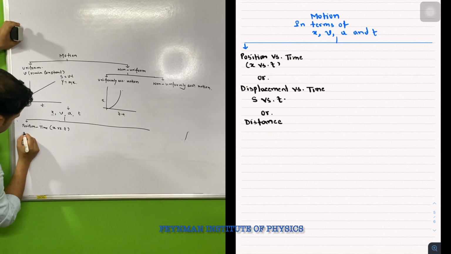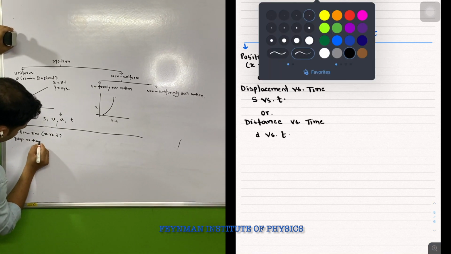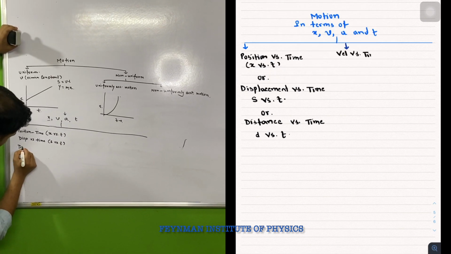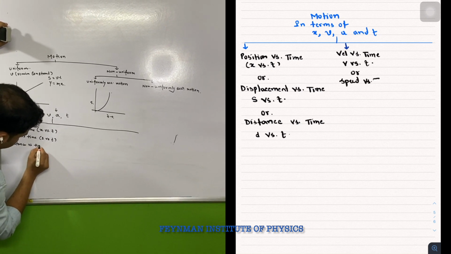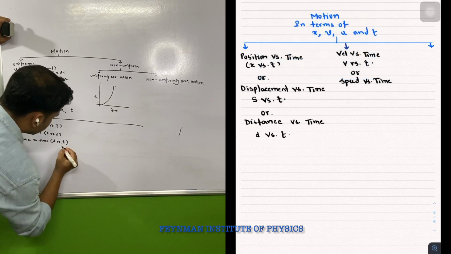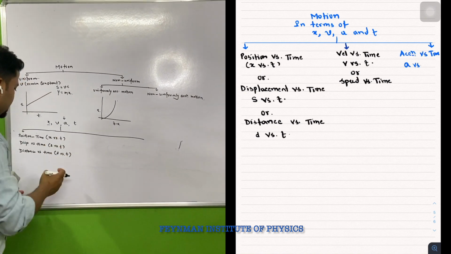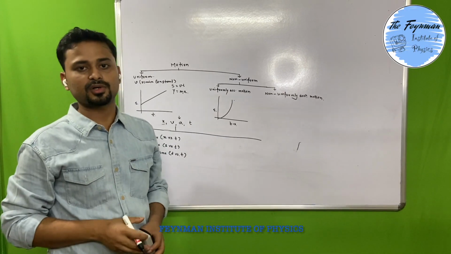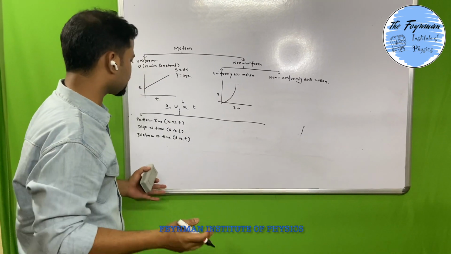Similarly, we can call it a displacement versus time graph, or s versus t, or we can call it a distance versus time graph, where d represents the distance covered, so d versus t. Now there is a little difference in all these three kinds of graphs, and we need to understand all of them for our exams like NEET and JEE. Who doesn't want to clear this exam?